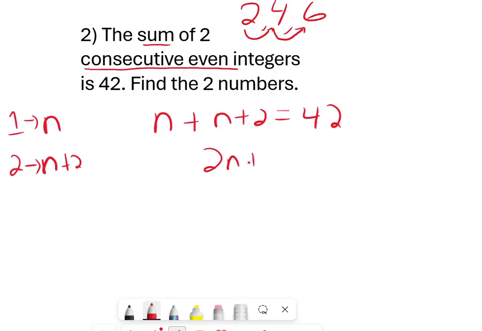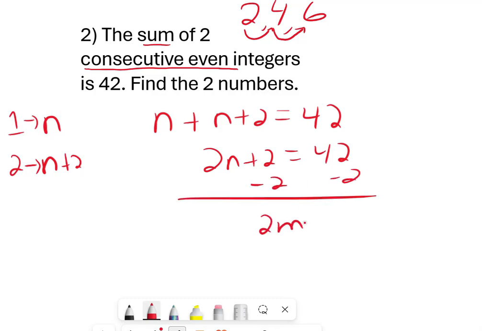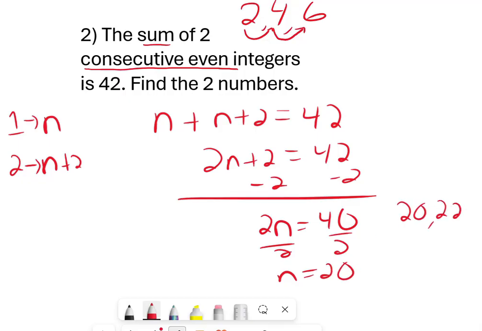Now I'm going to solve this by combining like terms. Start to work backwards. Oops, almost wrote an n there. Equal 40. Divide both sides by 2. I get n equals 20. So the 2 numbers that we're talking about are 20 and 22. Those are the 2 consecutive even integers, and they have a sum of 42.